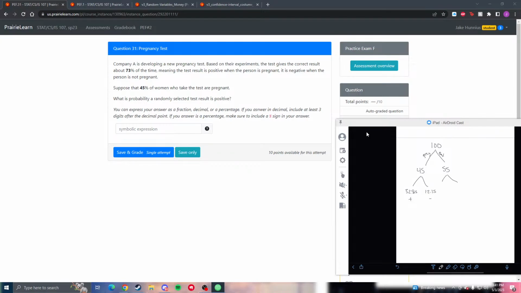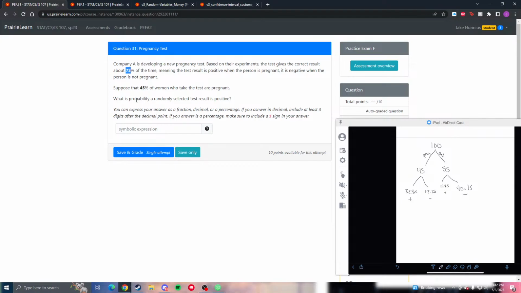And I'm going to do the same thing over here. 55 times 0.73 is 40.15. The way I'm doing this is, if I know they're not pregnant, the correct result is a negative test. So you take the probability that it's correct, multiply it by the number of women in that category, and that'll give you your correct result. And then you can just subtract them off. So there's a 14.85.